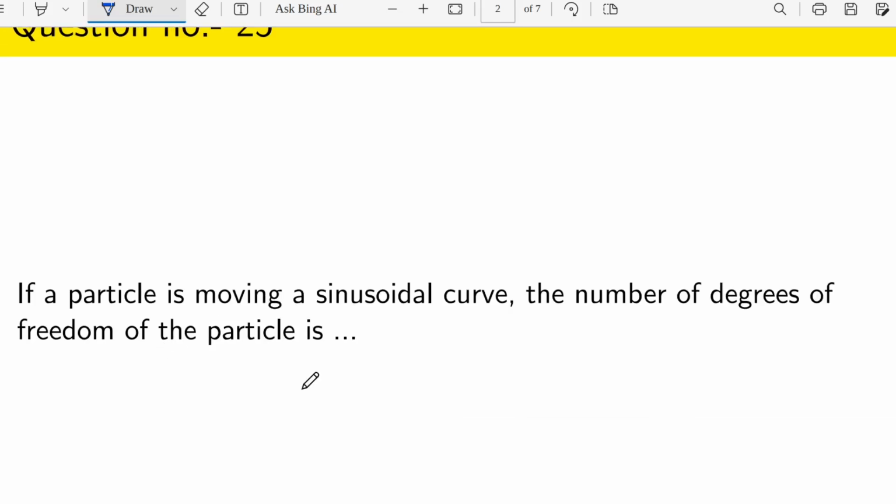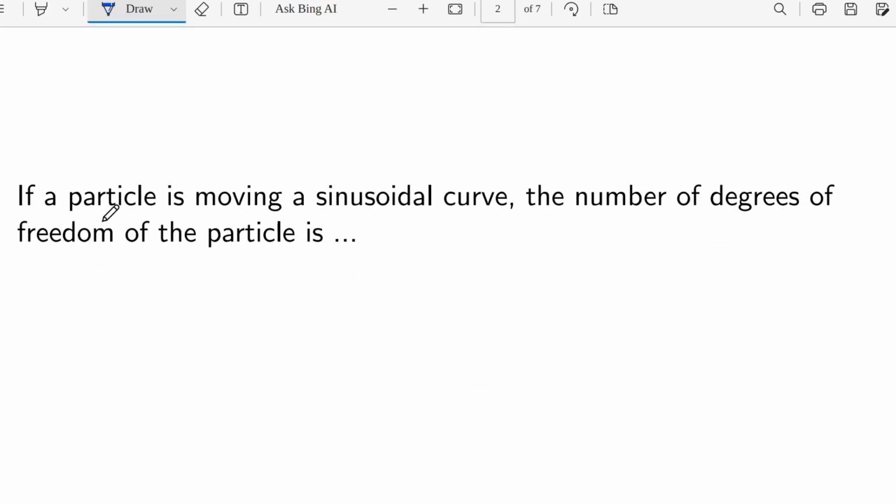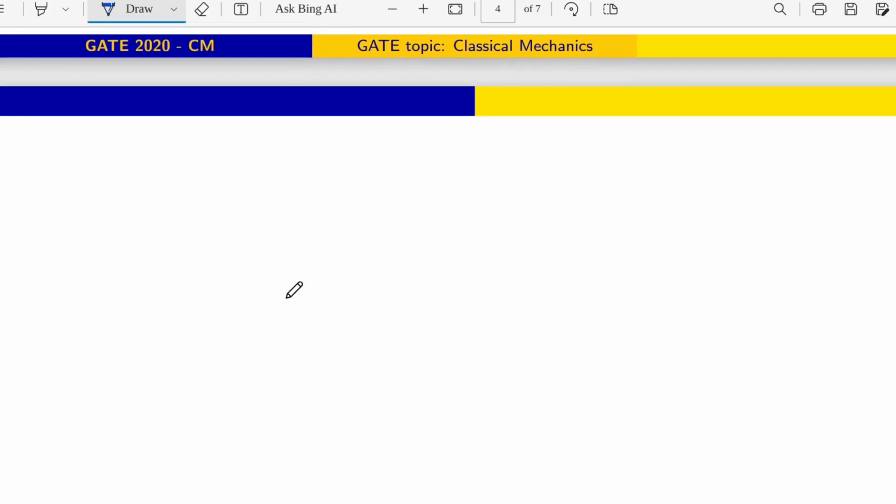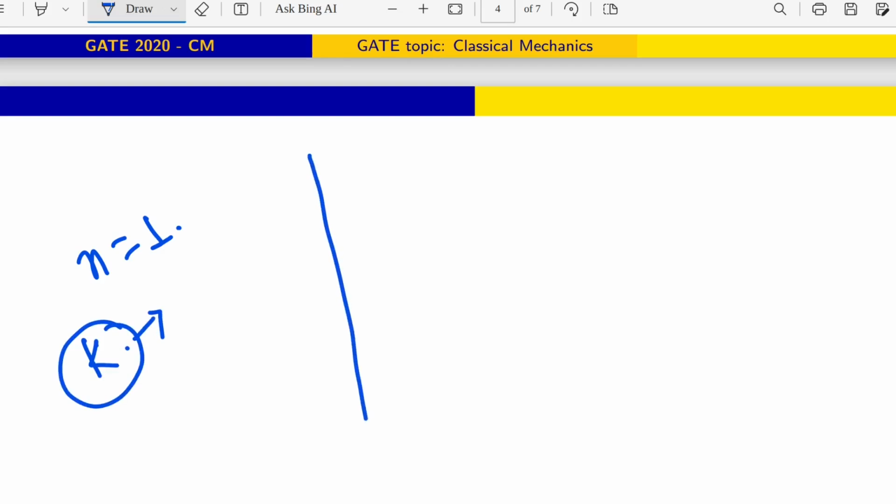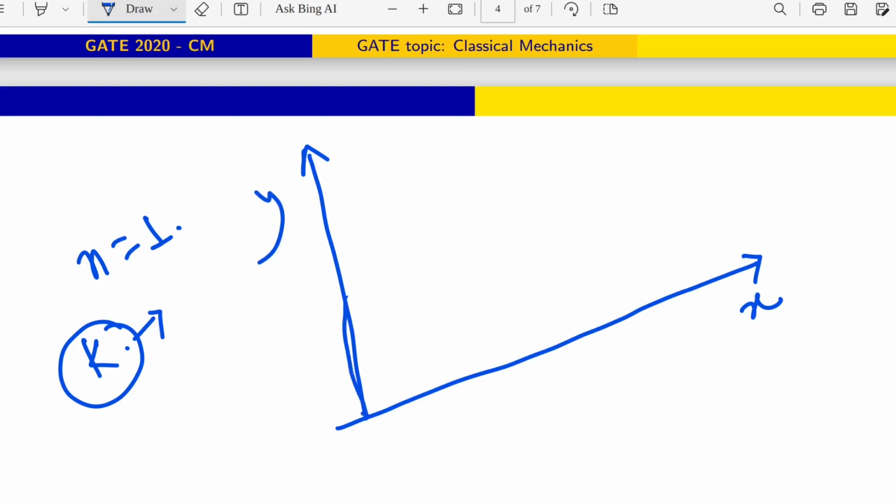Here n is the number of particles. In this question, one particle is moving on a sinusoidal curve, and we need the number of degrees of freedom for that particle. So for this question n is 1, meaning only one particle is in the system. Now, what will be the k value for that system? The particle is moving on a sinusoidal curve. Let's say this is the x-axis and this is the y-axis, and it is moving along a sinusoidal path.